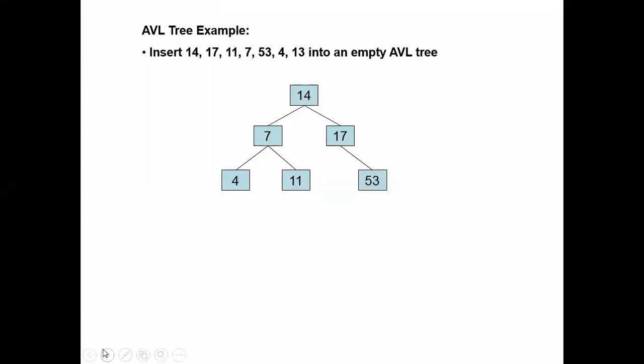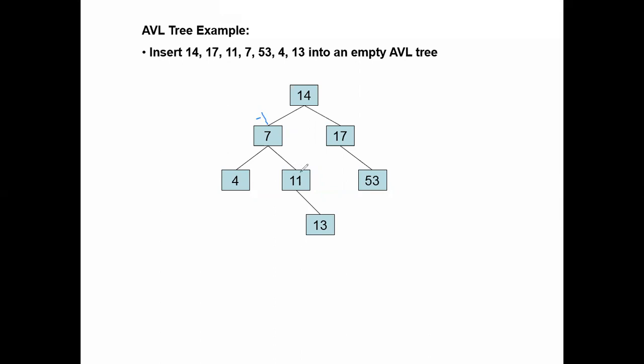The next point: we have inserted 13 here. Just check again, after inserting 13, whether the tree is imbalanced. Again check the balance factor of each and every node. First we check the balance factor of 11 and 17. Now that we have inserted 13, the balance factor of 17 will be 1 minus 2, that is -1. So no need to rotate.